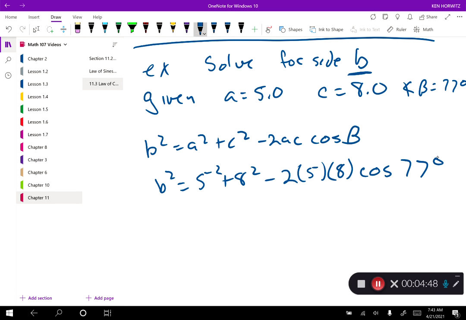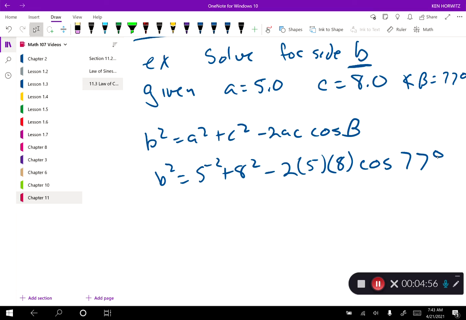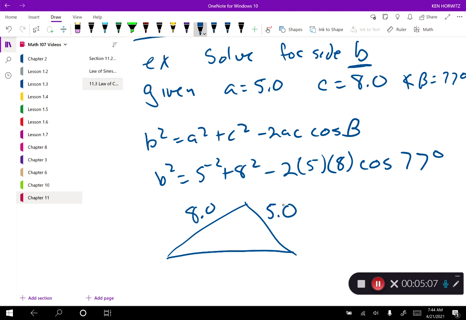Now we knew we needed to use the law of cosines. However, I do want to draw this out very quickly to illustrate why we need the law of cosines. I probably should have done this before I started the formula. But this is just instruction. And angle B is 77 degrees. And this is side B. So it doesn't matter which one you call side A and which one you call side C, but we definitely don't have an angle and a side across from it, which is why we need to use the law of cosines.